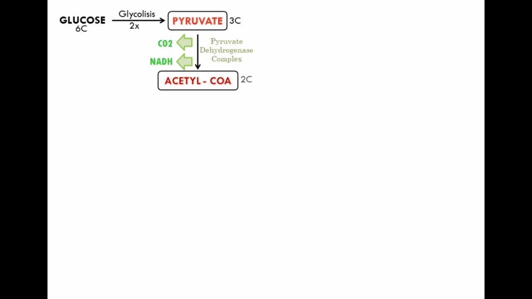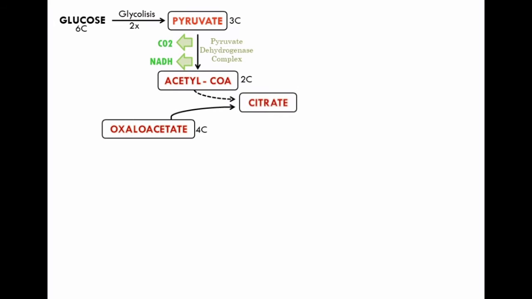In the next step, the acetyl-CoA is combined with oxaloacetate, which is a 4-carbon compound, to form citrate, and hence the resulting molecule is a 6-carbon compound. This reaction is catalyzed by the enzyme citrate synthase. In the next step, the citrate is isomerized into isocitrate by the enzyme aconitase.